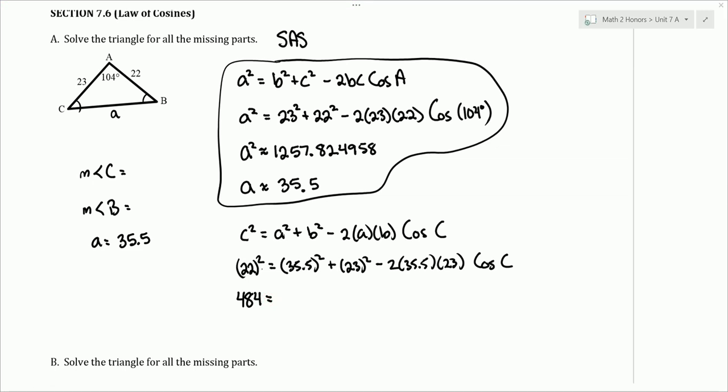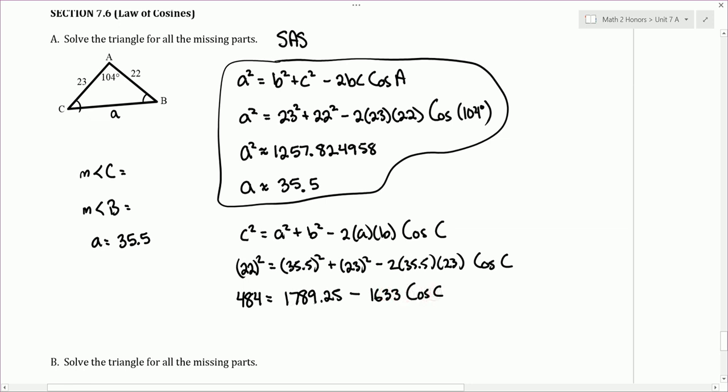35.5 squared plus 23 squared is roughly 1789.25 minus 2 times 35.5 times 23 is 1633 times the cosine of C.